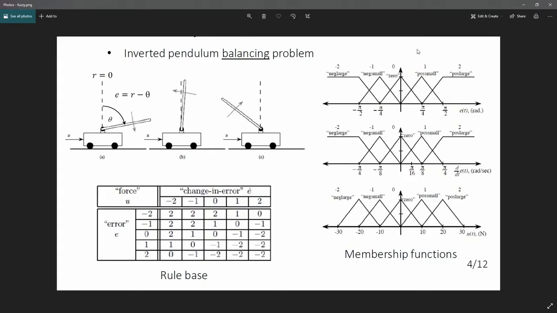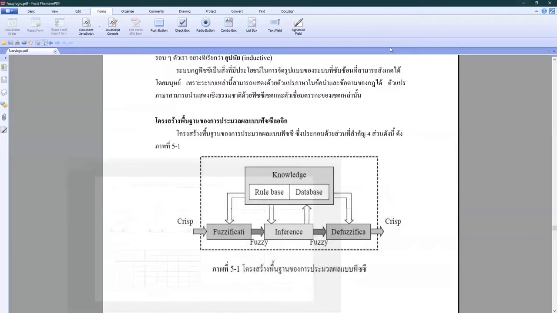Okay, this is how we do fuzzification. When we have done fuzzification of input and output already, then we do mapping in the inference and rule-based process.